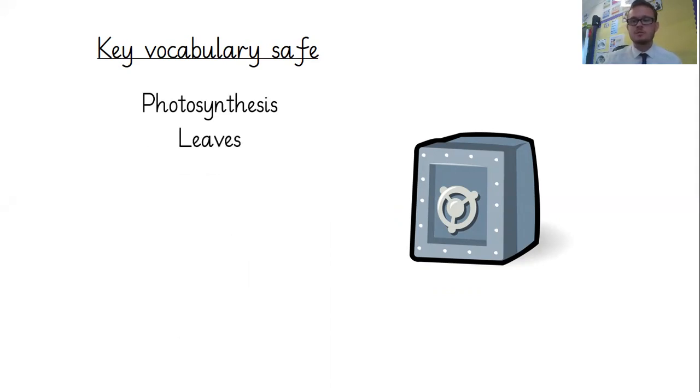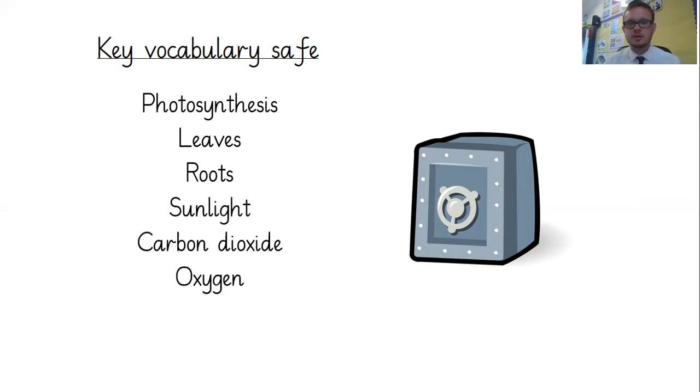So photosynthesis is one of our key words, obviously. We've got leaves, roots, sunlight, carbon dioxide, and oxygen. Tell me, what are carbon dioxide and oxygen? Well done if you said a gas. Yes, they're both gases, and they're very important for the plants to live. Chlorophyll is another big word that we're going to learn today.